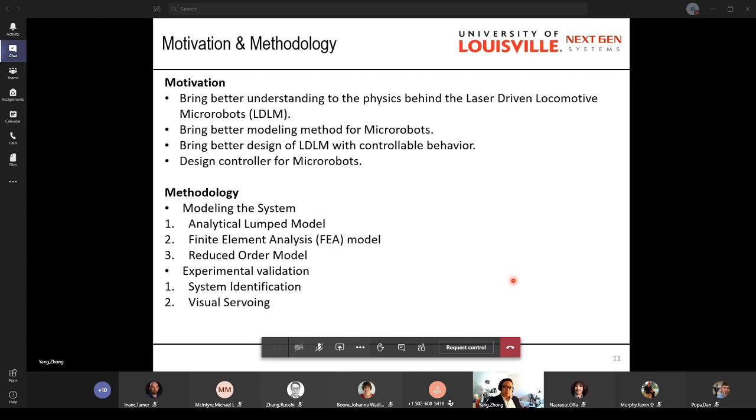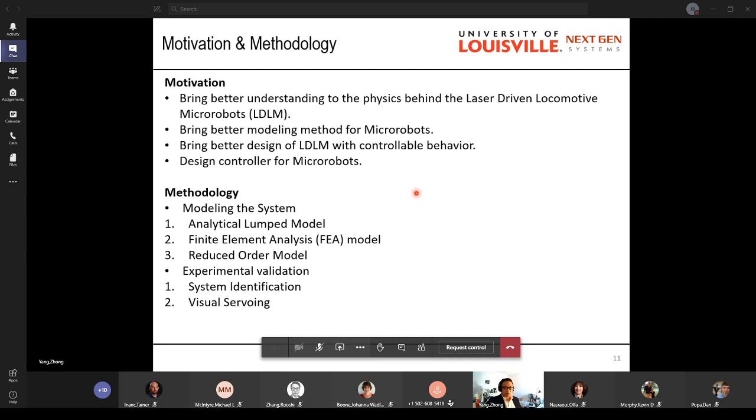Okay, now let's talk about the motivation and the methodology. The motivation of my research is that this microrobot involves very complex physical processes, so we need to use physics models to understand this type of microrobot better. Then we can come up with a better way to model those microrobots, and finally find a way to design a microrobot with controllable behavior. After that, we can control this robot.